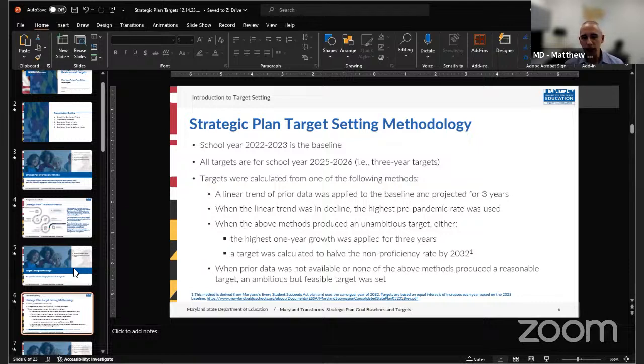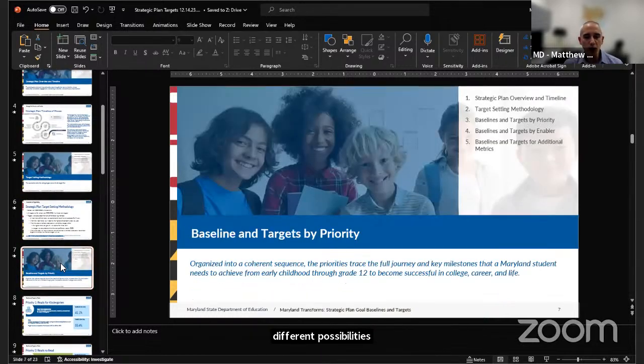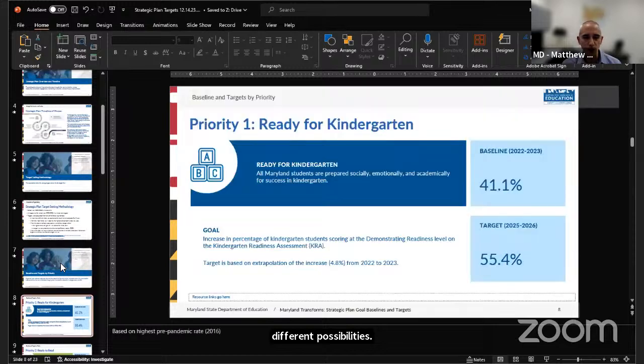Now, there's the other case where prior data was not available, or even some of the 4 or 5 methods I just went through did not produce a reasonable target. So I think this only happened in maybe one case, but we had to set a target that was ambitious but feasible. But we tried as much as possible to stick to an evidence-based target. And I'd just like to recognize Kyle Ashley, researcher in the office, for all his tireless work on going through all of these data and different possibilities. With that, let's look at the baselines and targets first for the priorities.